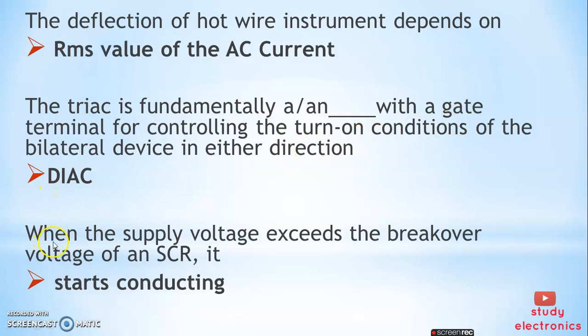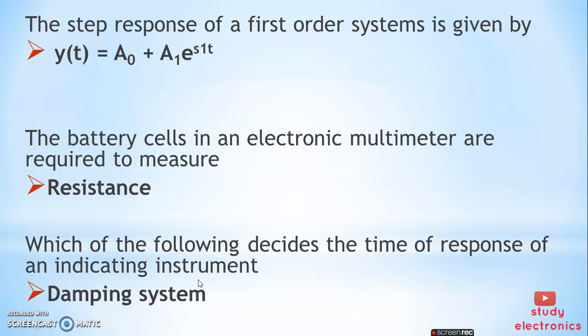And next question, when the supply voltage exceeds the breakover voltage of an SCR, it starts conducting. So, when the supply voltage exceeds the breakover voltage, it starts conducting. Next, the step response of a first order system is A0 plus A1 e raised to S1t.